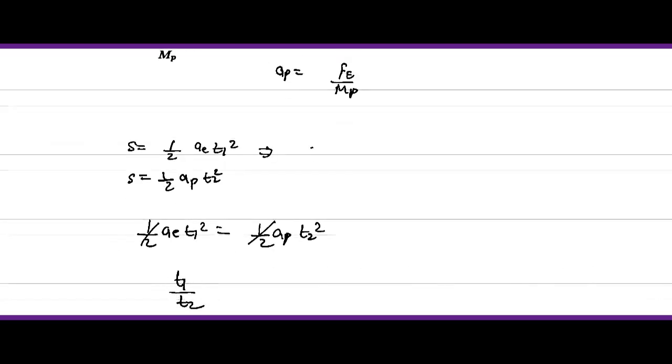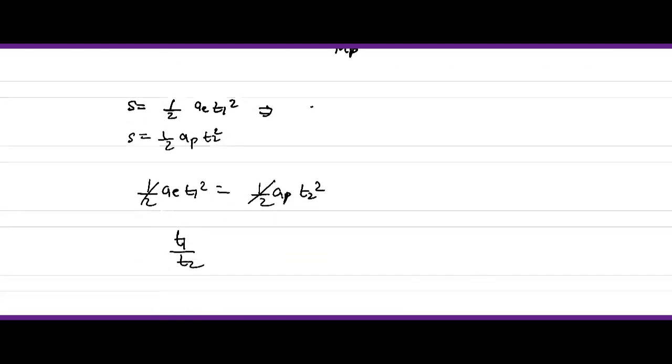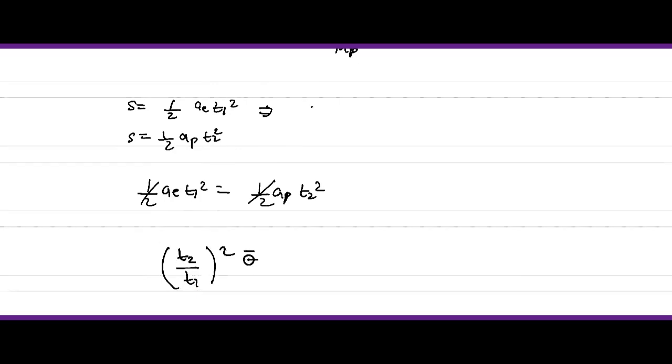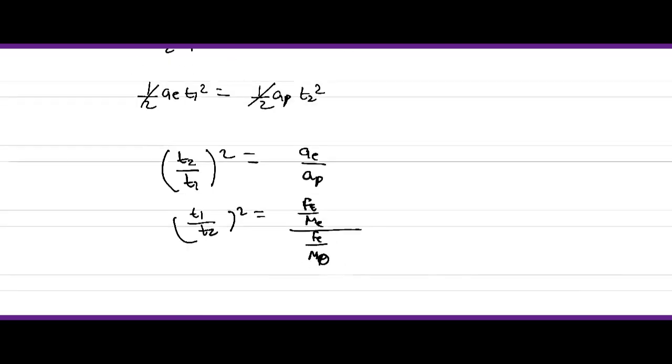So we have to find the ratio of T2 upon T1. T2 upon T1 whole square will be equal to AE upon AP, and we know the value of AE and AP. So AE is FE upon ME, whole upon FE upon MP. So FE will get cancelled out. Okay, sorry, it is T2 upon T1.